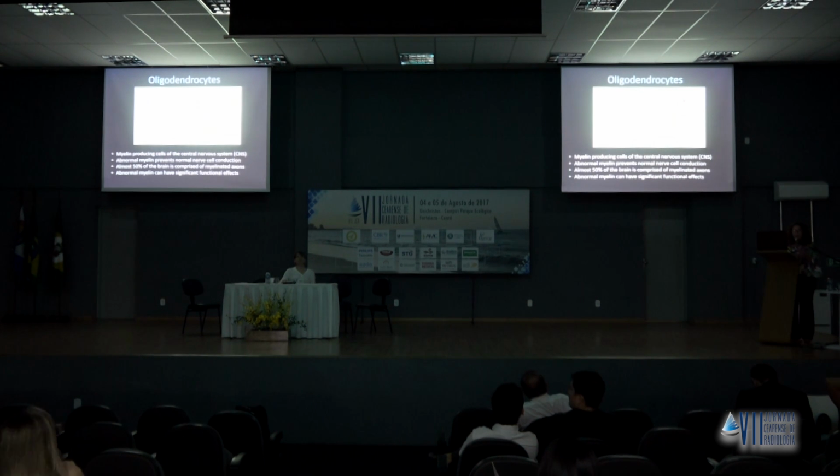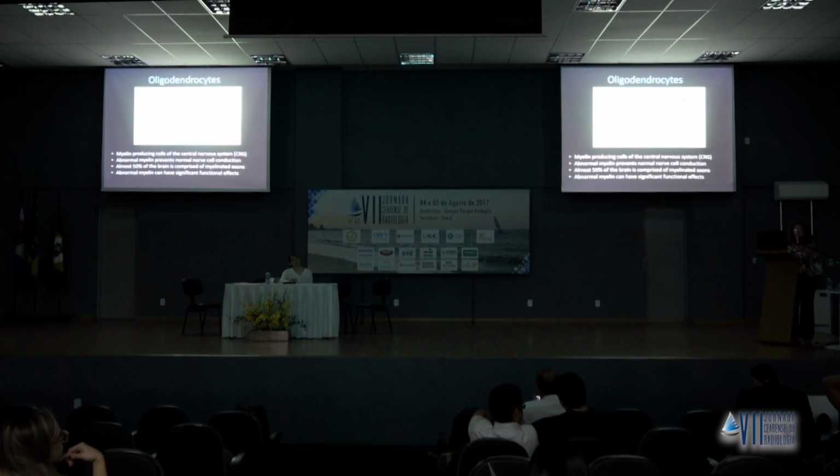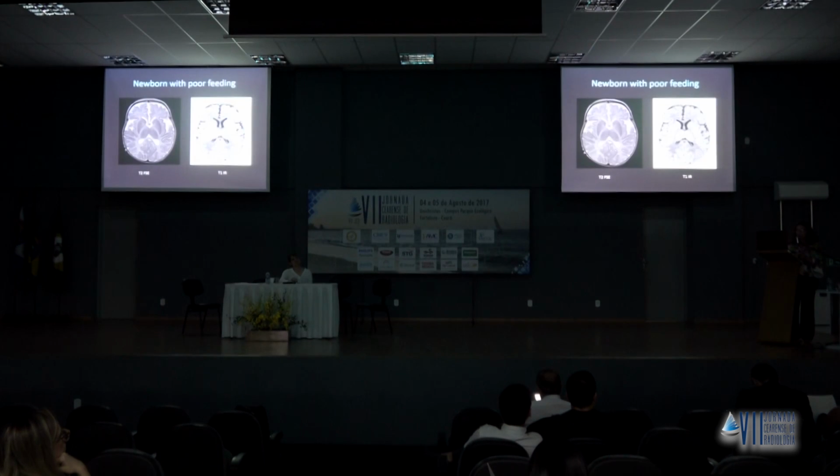So abnormal myelin is going to prevent normal nerve cell conduction. Almost 50% of the brain is comprised of myelinated axons. So you can see that a myelin abnormality can have significant functional effects.